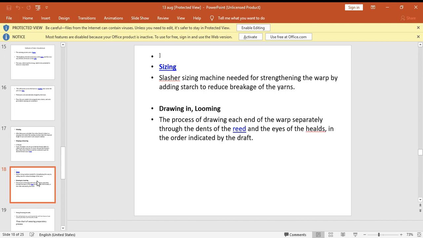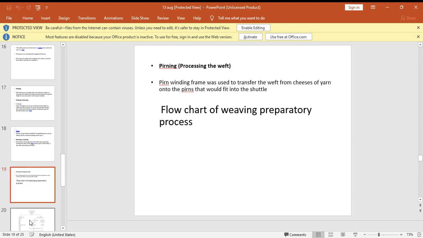Then drawing in or looming. This is the process of drawing each end of the warp separately through the dents of the reed and the eyes of the healds in the order indicated by the draft. Then pirning, that is processing the weft. A pirn winding machine was used to transfer the weft from cheeses of yarn onto the pirns that would fit into the shuttle. So the warp yarns come from the warp beam and the weft yarns come from the shuttle.